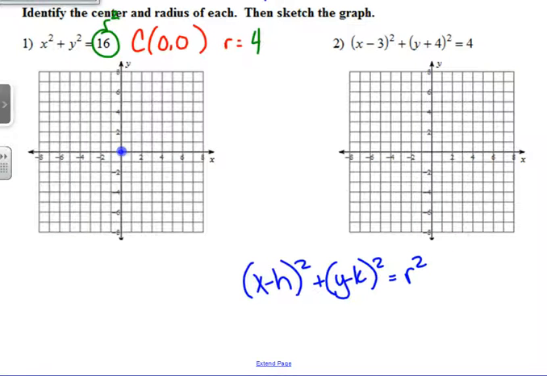So your center plotted at 0, 0, and then a radius is defined as the distance from the center of the circle to the edge of the circle. Now it's very easy for me to measure up, down, right, and left 4 units. It's a little more difficult to go diagonally. So you're going to only have to graph up 4 units, down 4 units, right 4 units, and left 4 units.